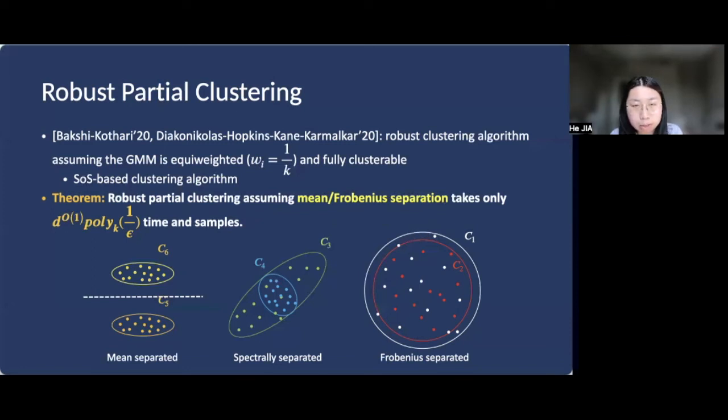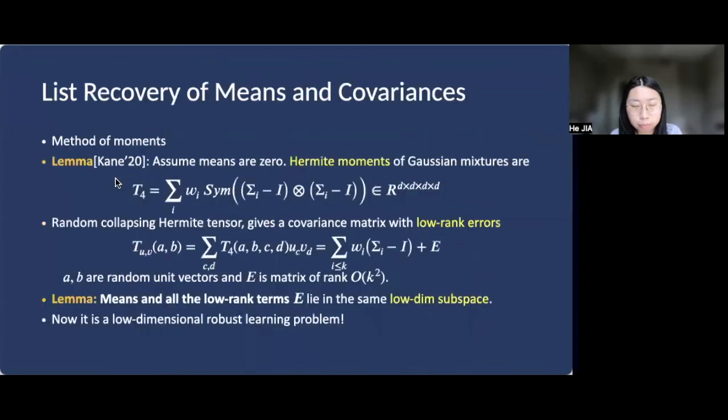And in our case, we only focus on the first and the third type of separation, because these are enough for our following steps. This simplification improves the running time and the sample complexity to poly D and poly 1 over epsilon. And this helps us to make an efficient full algorithm.